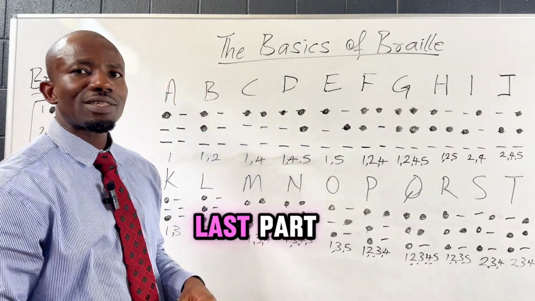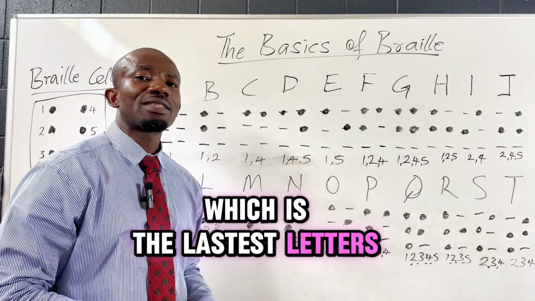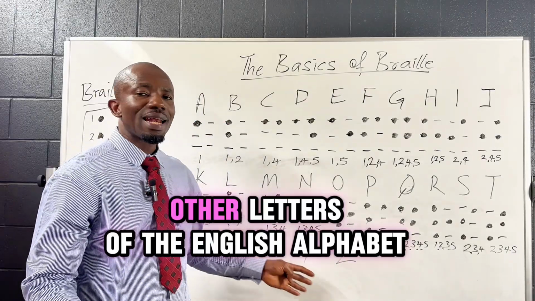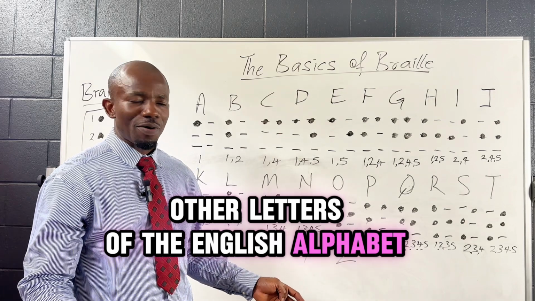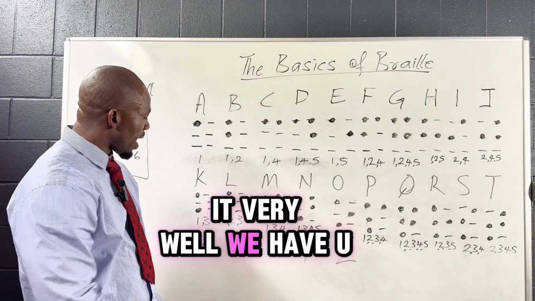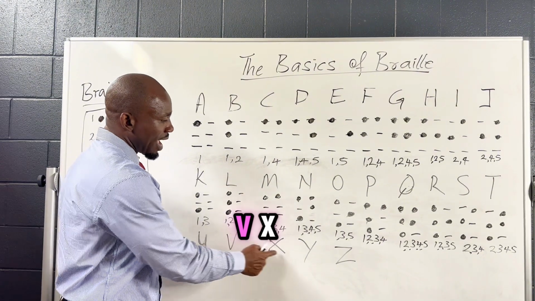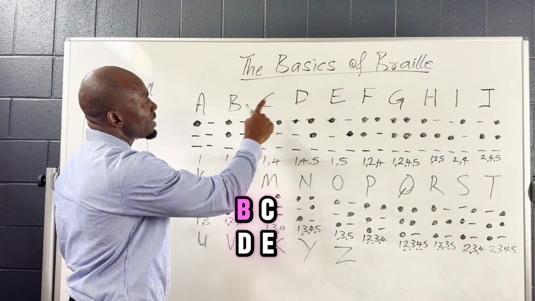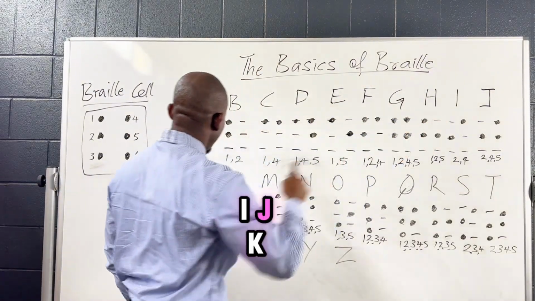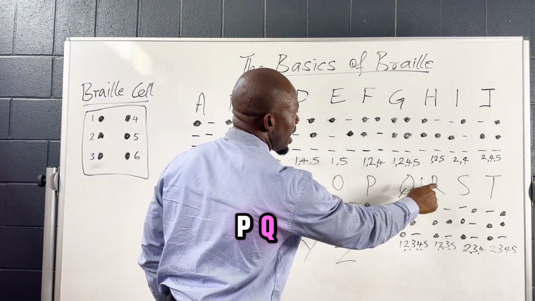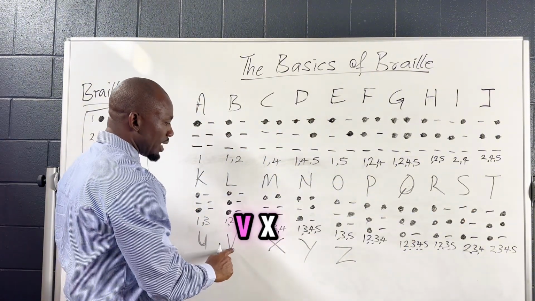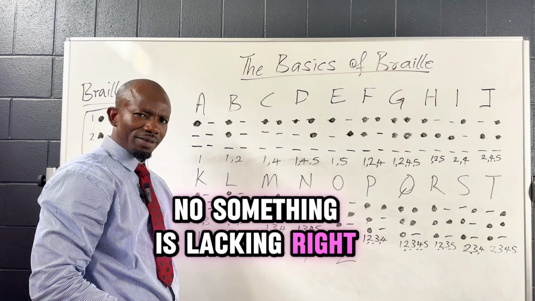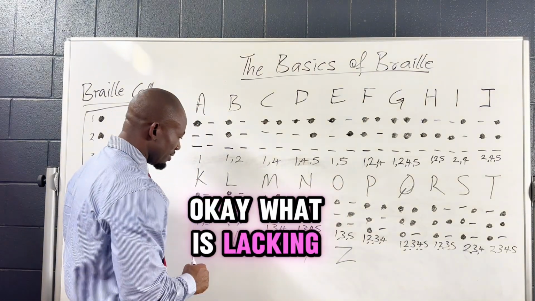So to go to the last part, which is the last 6 letters of the English alphabet. So now we have the other letters, but if you look at it very well, we have U, V, X, Y, Z. Is that correct? A, B, C, D, E, F, G, H, I, J, K, L, M, N, O, P, Q, R, S, T, U, V, X, Y, Z. Oh, no. Something is lacking, right? What is lacking? W.